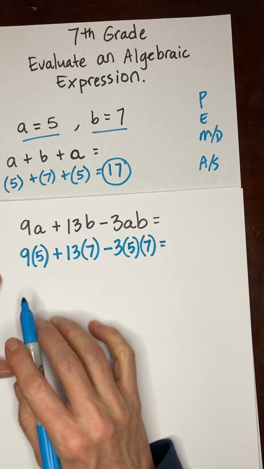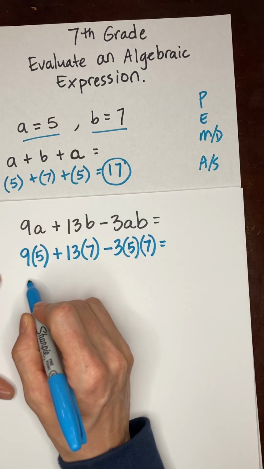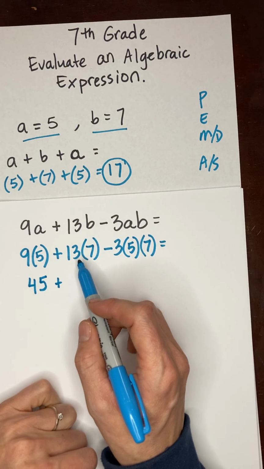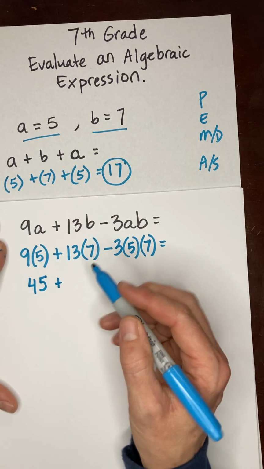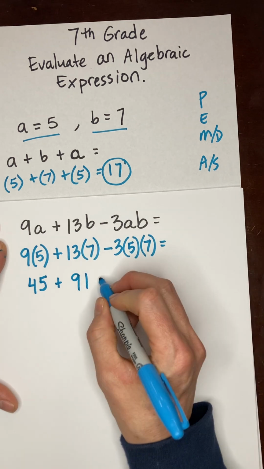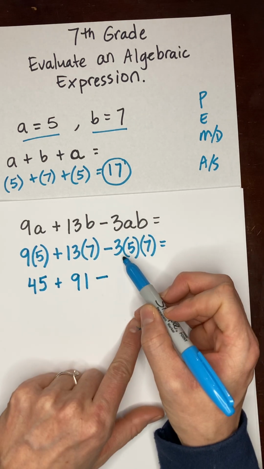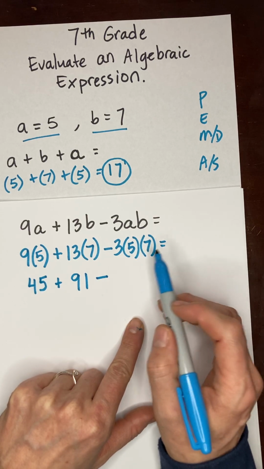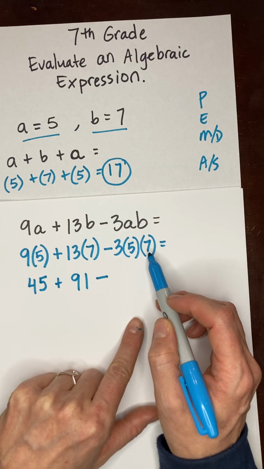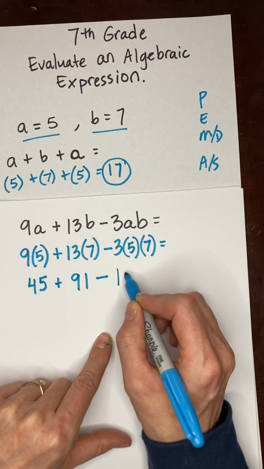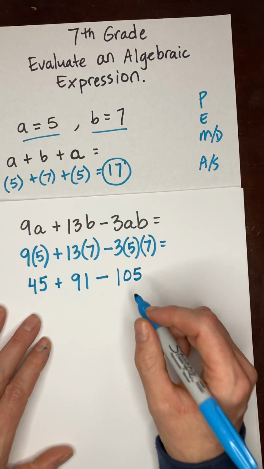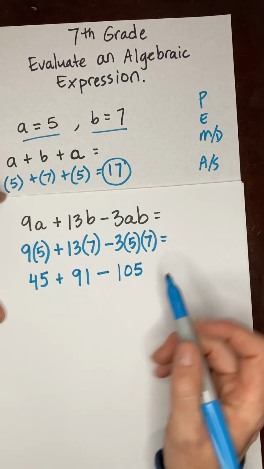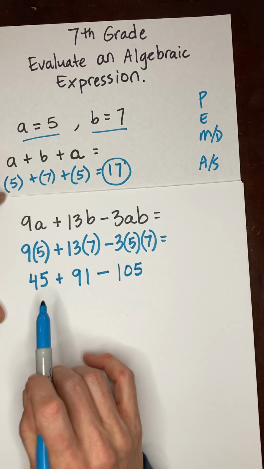Okay, now 9 times 5 is 45. 13 times 7, well, 10 times 7 is 70, and 3 times 7 is 21. So that would be 91 minus 3 times 5. Actually, let's do 5 times 7 first. 5 times 7 is 35, and 35 times 3 is 105. Okay, if my math is a little bit fast, that's okay. You can always pause it or slow it down, but that's not the point of the video, so I don't want to spend a lot of time on the mental math part.